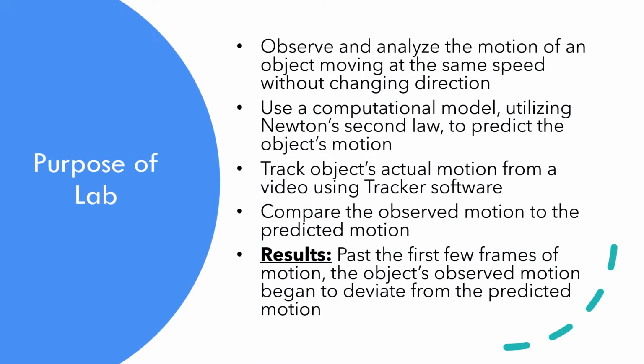The purpose of this lab was to observe and analyze the motion of an object moving at the same speed without changing direction. I used a computational model in GlowScript to predict the object's motion utilizing Newton's second law, the position update formula, and the velocity update formula. I then tracked the object's actual motion from a video using Tracker software. I compared this observed motion to the predicted motion from GlowScript. I attained the result that past the first few frames of motion, the object's observed motion began to deviate from the predicted motion.